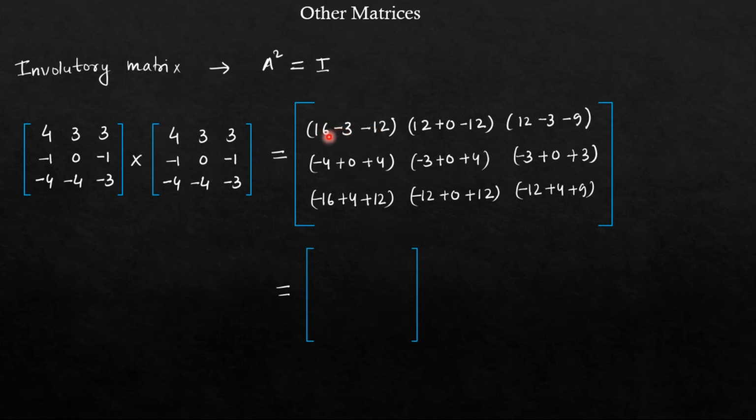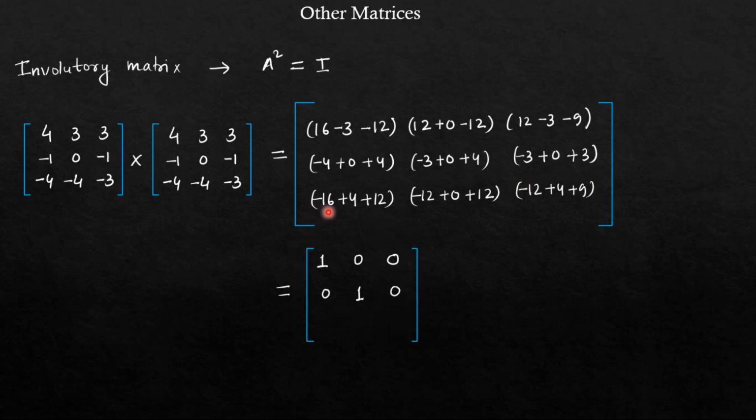Now add all the terms. You will get 16 minus 3 minus 12, you will get 16 minus 3, 13, 13 minus 12, 1, you will get 1. 12 minus 12, 0, you will get 0. 12 minus 3 minus 9, you will get again 0. Minus 4 plus 4, again 0. Minus 3 plus 4, 1. Minus 3 plus 3, 0.